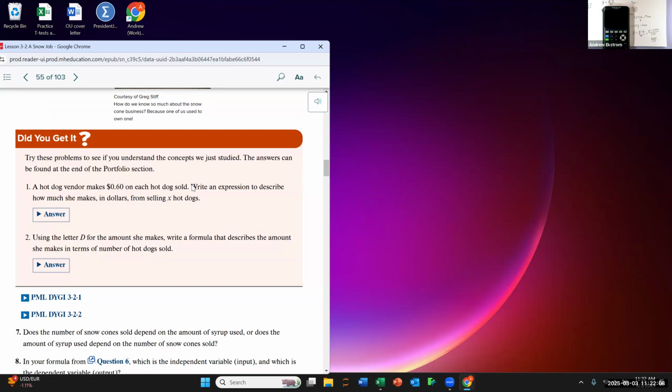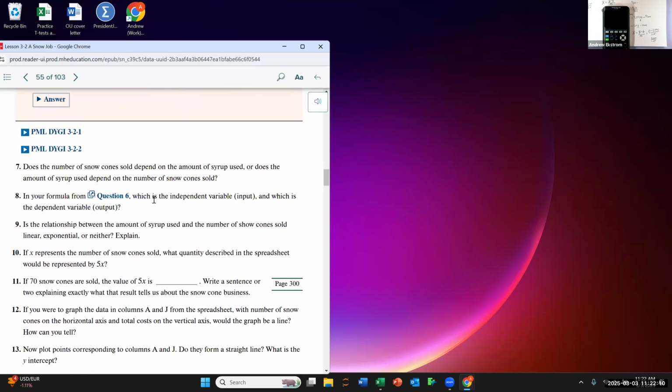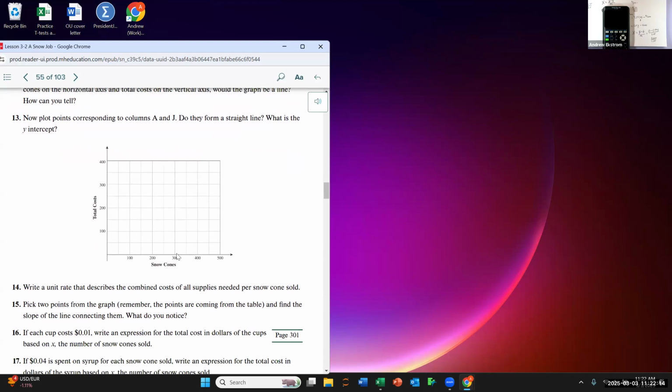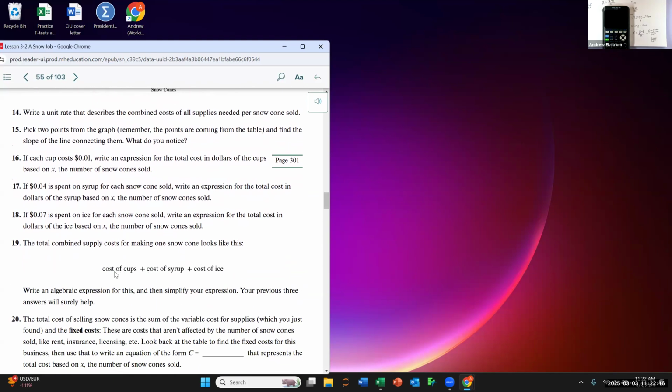I can see here that they've got a bunch of different topics on here. So here are the snow cones. Ooh, so cost of cups plus syrup plus the cost of ice. That's where I was saying, up here, they're going to charge $3 a piece, and then to figure out their profit, it's going to be minus the cost of cups, minus the cost of syrup, minus the cost of ice, and so on.